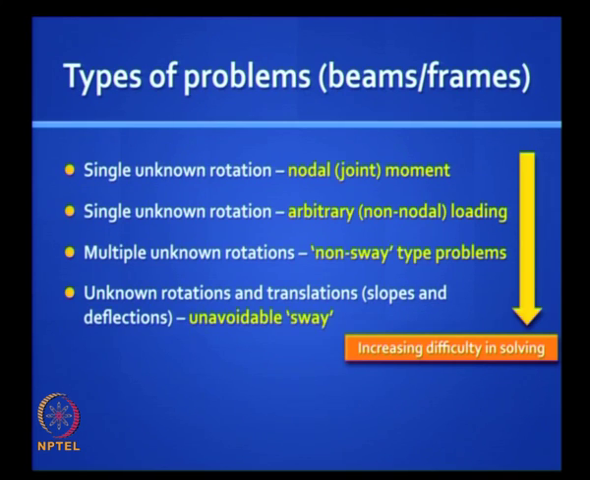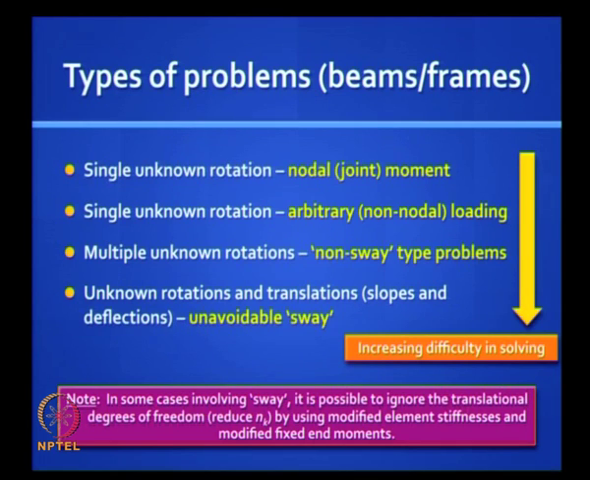So this is increased difficulty in solving, and please note that in the earlier problem also we had that guided fixed support swaying, but we bypassed it. We had also rotations at the simply supported ends, we bypassed that. So in many cases involving sway, it is possible to ignore the translational degrees of freedom and you reduce the degree of kinematic indeterminacy by using modified element stiffnesses. So from 4 EI by L we went to 3 EI by L, went to EI by L, and modified fixed end moment. If you take this technique, really you can solve difficult problems in a very short time.